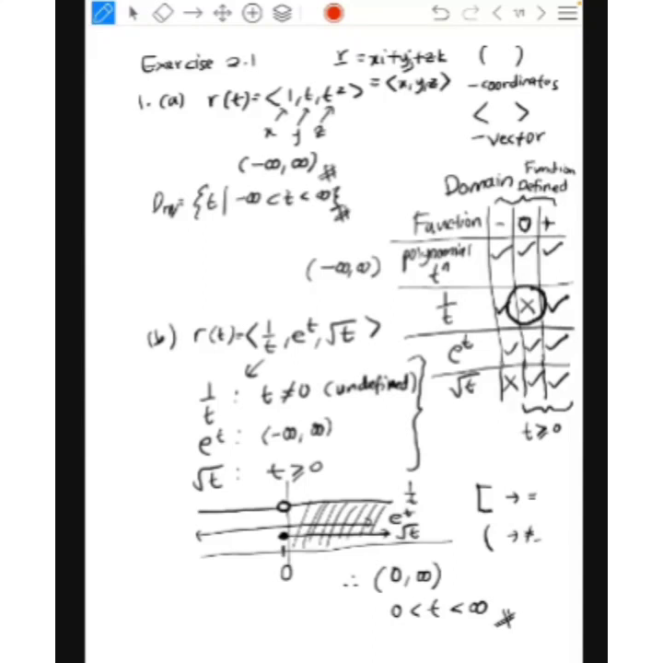All right, and then C will also be very similar to B. We have ln t squared and 1 over t minus 1. So again, if you have ln, where does the ln become undefined? Negative and 0. So it cannot be negative, it cannot be 0. It can only be positive, so positive means greater than 0 only.